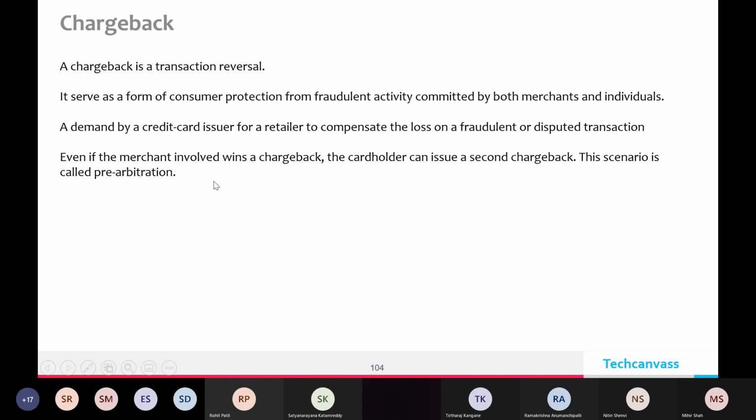Even if the merchant wins a chargeback, the card holder can raise it again. Sometimes the merchant can say that no, it's a genuine transaction, the customer has come to our shop and done the Netflix transaction. So the vendor can reject the chargeback request. In that case, the customer has one more option to raise the chargeback, that is called pre-arbitration.